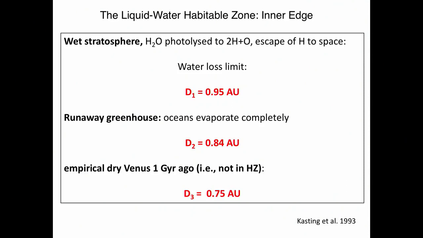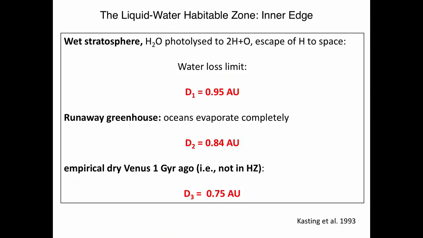Another calculation essentially says, well, actually, if you evaporate the oceans slowly, the water vapor itself contributes to the greenhouse and heats it up more and more, and you get into a runaway greenhouse so that it heats up enormously, and that's of course also not what we want. That calculation says you have to be outside 0.84 astronomical units.